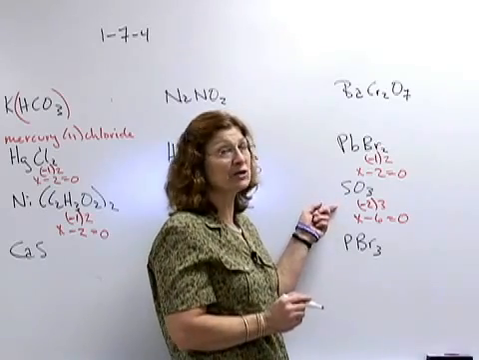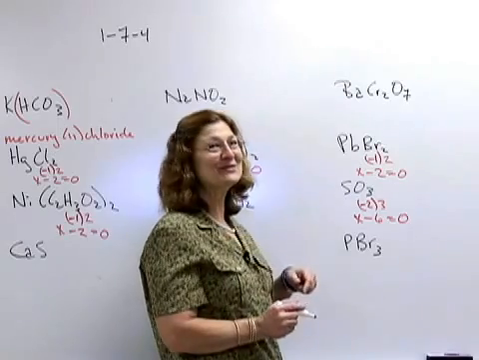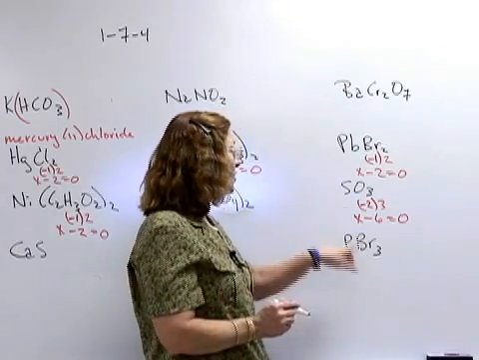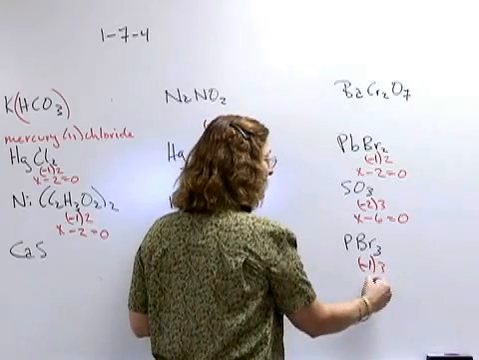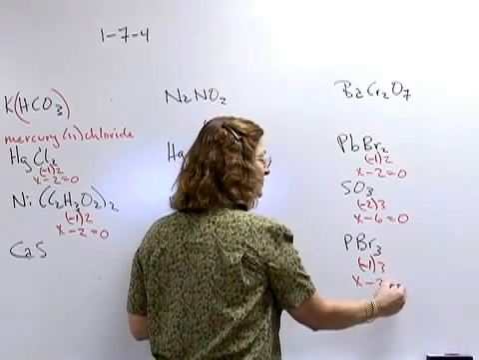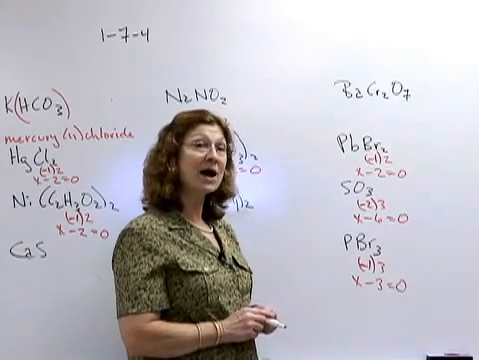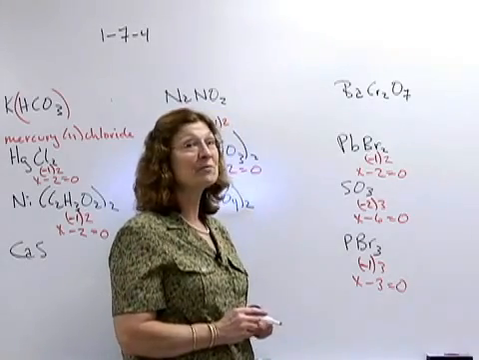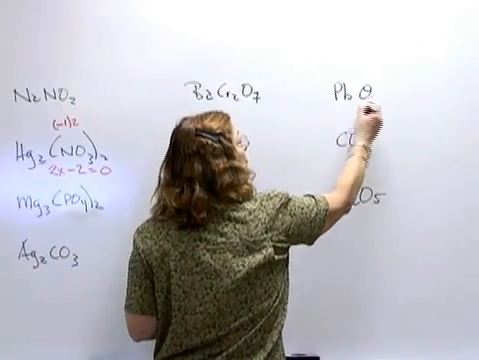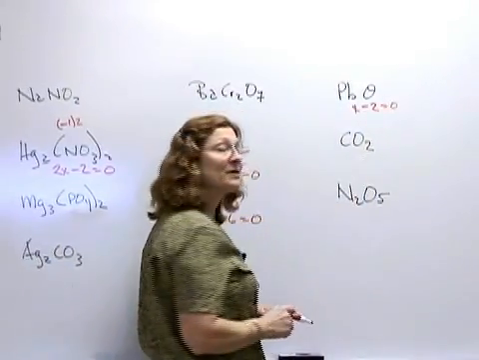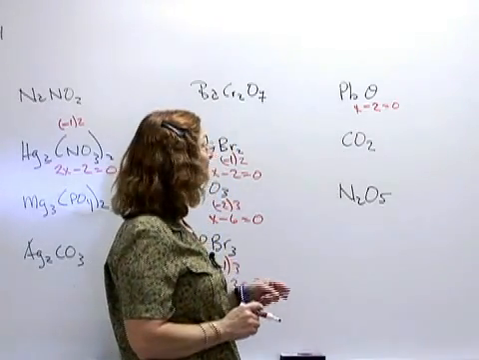Now I could also call it sulfur trioxide. That would be fine and I would accept that. But I'm going to give you sulfur 6 oxide. Bromine is -1. Times 3 is -3. Phosphorus is +3. Phosphorus, Roman numeral 3, bromide, or phosphorus tribromide. Oxygen is -2. Therefore, lead must be +2. Lead, Roman numeral 2, oxide.